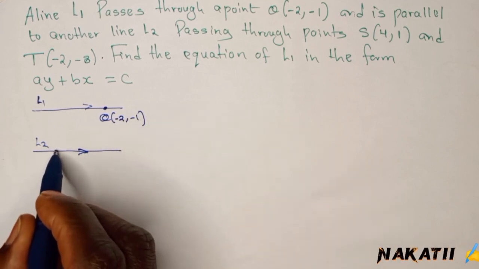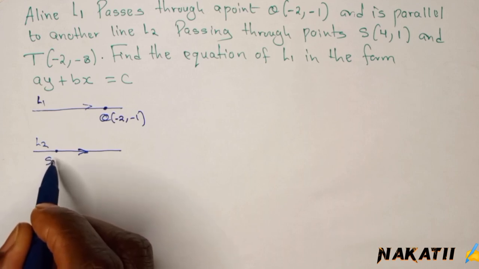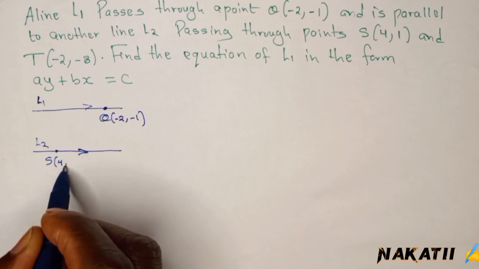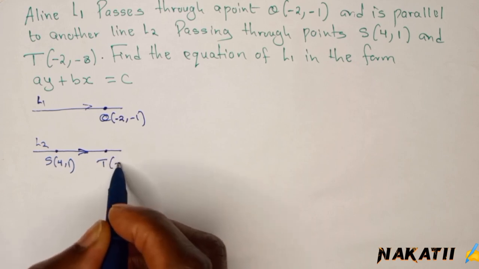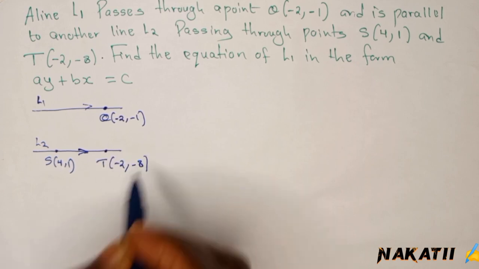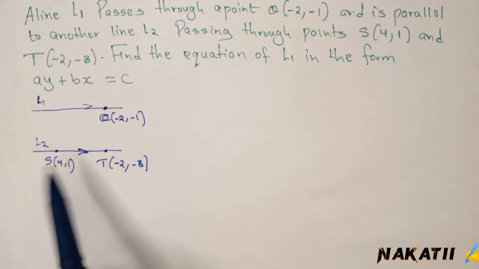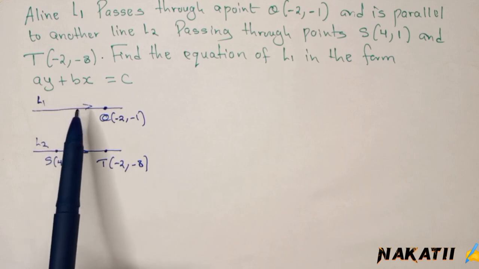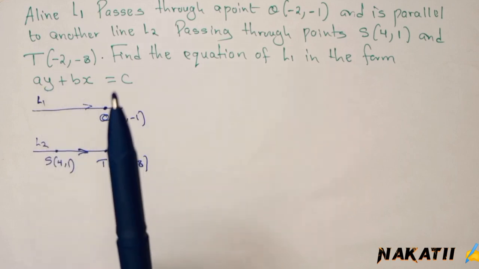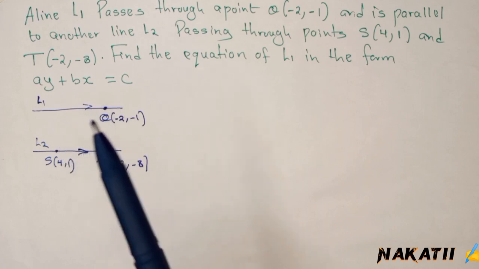Then L2 passes through 2 points, S, which is (4, 1) and T, which is (-2, -8). So we just need to find the gradient of this line, and this gradient is the same as the gradient of this line, because when two lines are parallel, their gradients are always equal.